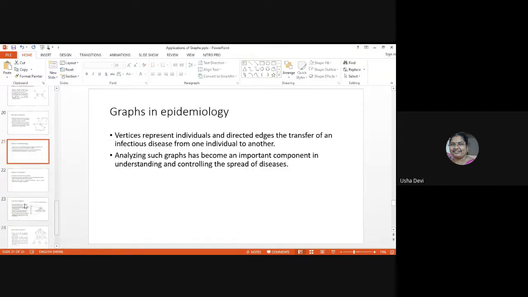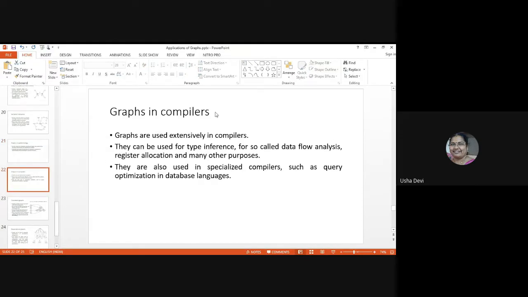Then similarly, graphs in compilers. This is also our computer science field. Graphs are also used in compilers, where we can have so much data flow analysis, and we have many layers within that itself. What should be the first step, what should be the second step, you have to take it, and what kind of analysis you are going to do under compiler analysis.